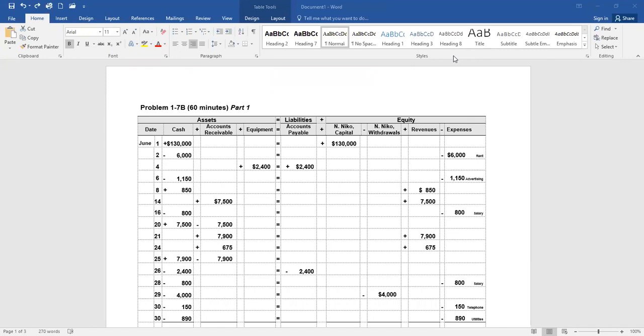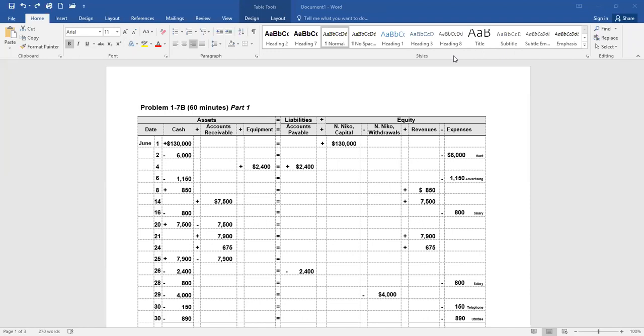On June 1st, Nina Nico invested $130,000 cash in the company. So she took $130,000 of her own personal money and put it into the company's checking account. So we are recording the effect on the company here. So the cash asset will increase. So we would put positive $130,000 in the cash column. Why did the company receive cash? Investment from the owner. So we keep track of investments from the owner in the capital column. So we'll increase the capital column $130,000. Assets equal liabilities plus capital.